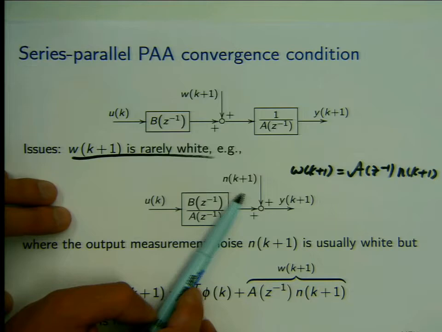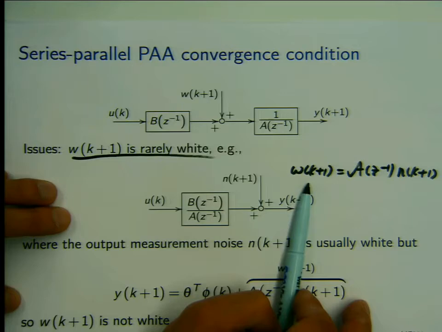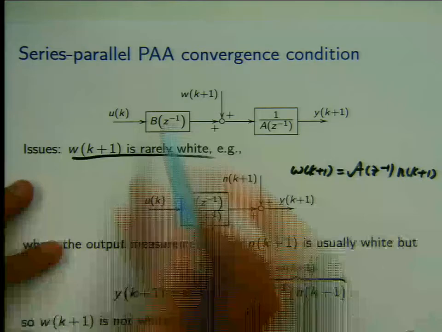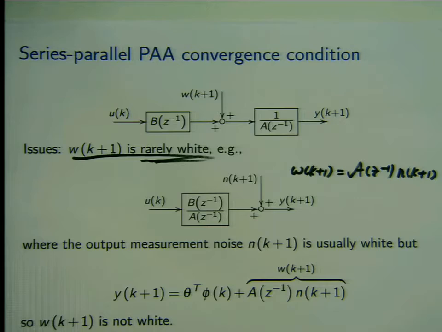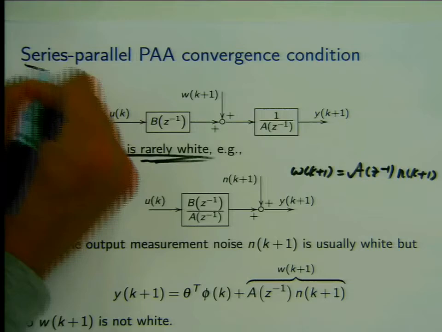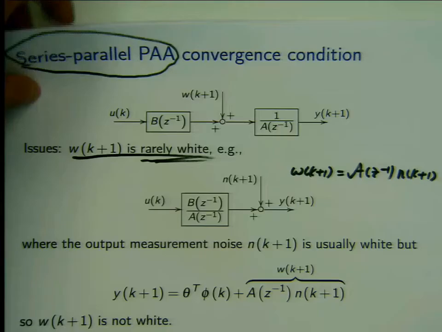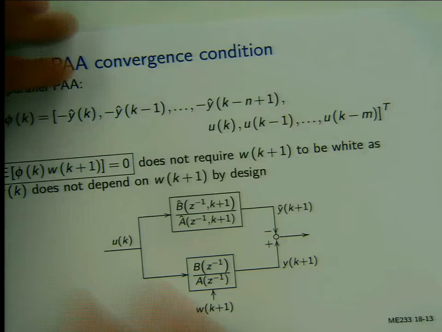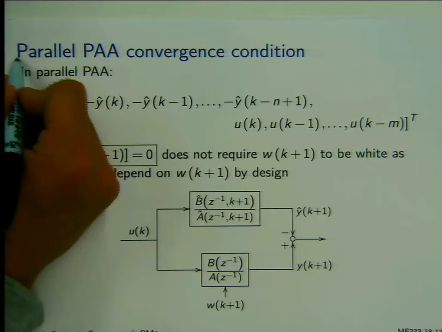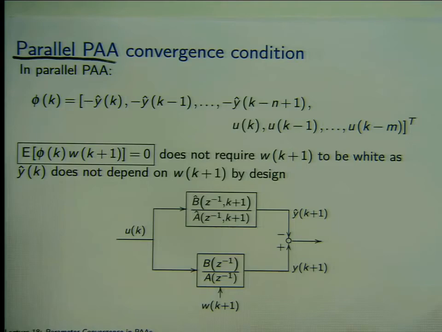So now, if n is white, then w will not be white because w is a filtered version of n. So w will be colored. This is exactly supporting our intuition here. Let me emphasize that this is for serious parallel parameter adaptation algorithms. And we see the difficulty rising from this convergence condition. This is exactly the reason, the motivation, for the parallel adaptation algorithm.